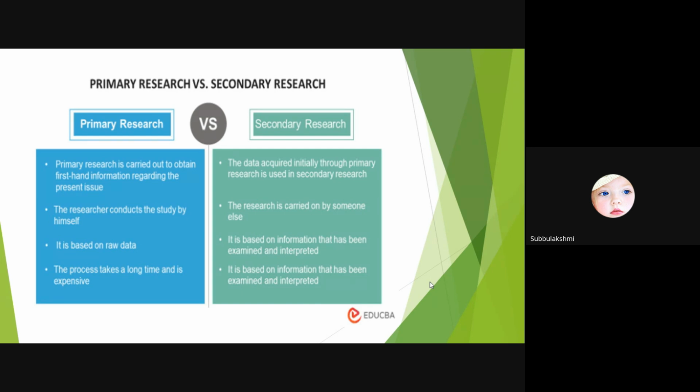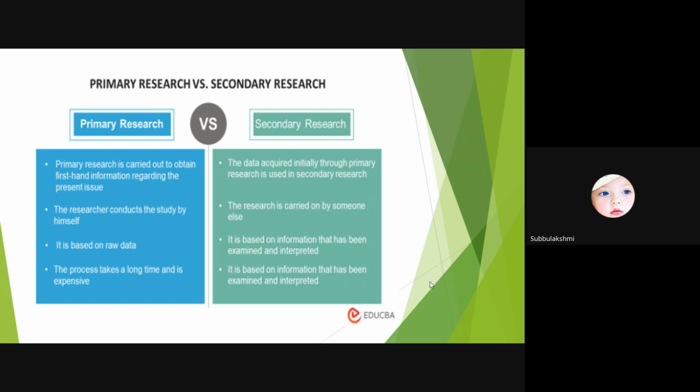Now coming to secondary research. In secondary research, the data acquired initially through primary is used. So data that are gathered for the primary research also comes under secondary. The research is carried out by someone else, not by the researcher himself. Next, it is based on information that has been examined and interpreted, how the work has been considered, how the information has been examined and interpreted.